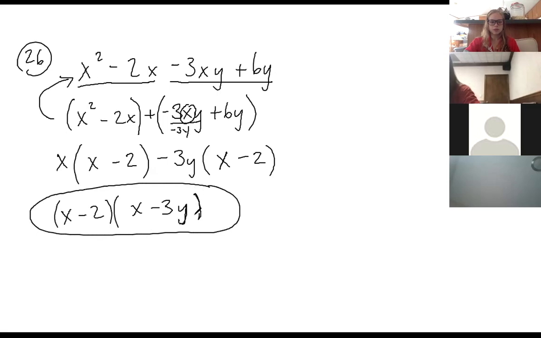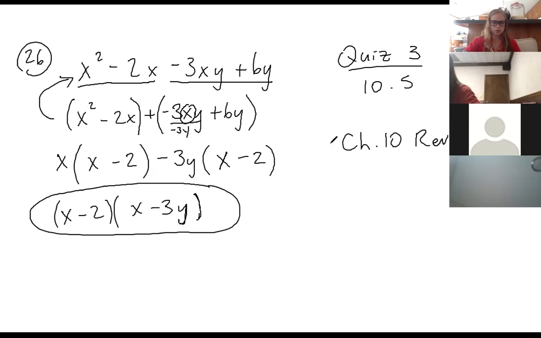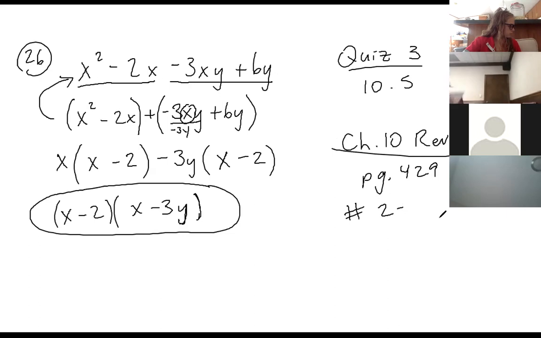And then you look at your final answer too and say, okay, can I factor this anymore? Nope, not anymore. All right, so here's your assignment. You've got quiz number 3. It's over 10.5. And then you have the chapter 10 review. That's on page 420. Numbers 2 to 44, the even. All right, 2 through 44, the even.